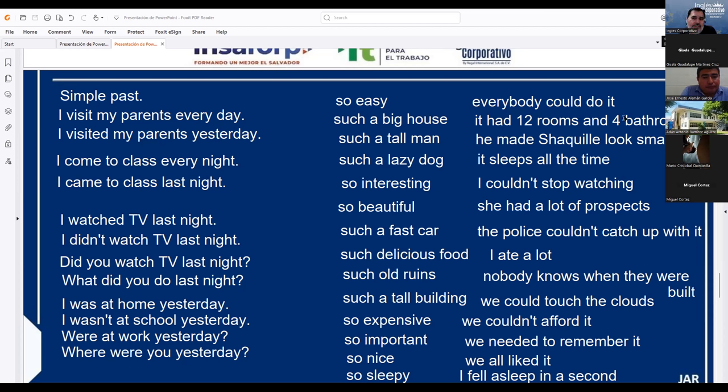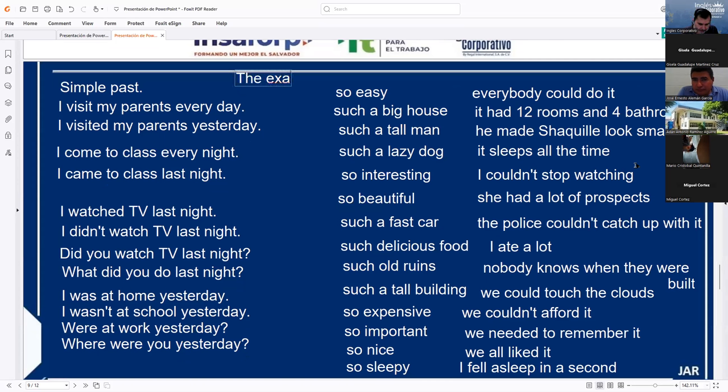Okay, notice, so easy. Everybody could do it. What can be so easy? The exam, right? The exam was so easy that everybody could do it. So you can put here, the exam was so easy that everybody could do it. Now, if you have such, you don't need to use the noun, but you can say it, like this example.